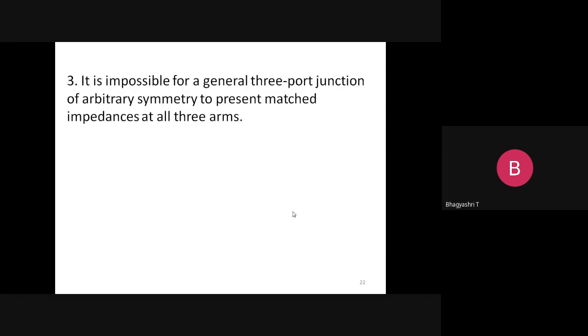And third, it is impossible for a general three-port junction of arbitrary symmetry to present matched impedance at all three arms. This is a very important statement. That means you are not going to get a lossless matrix. In a matrix, you always find some loss. Ideally, we can get a lossless matrix or lossless component, but practically, we can't achieve this condition.